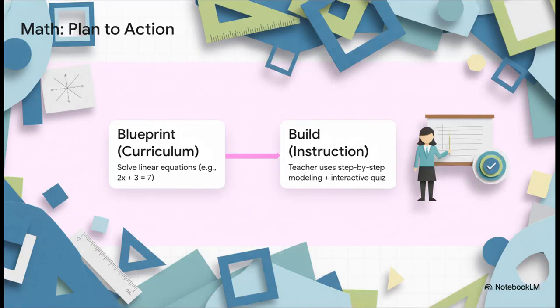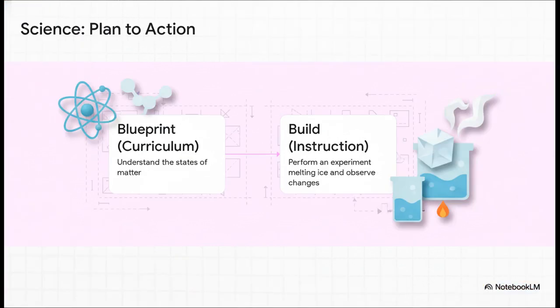Step 1, the blueprint. The curriculum says students need to learn how to solve linear equations. That's our goal. So step 2, the build, the instruction, is how the teacher gets them there. Maybe they model it step by step on the board and then use an interactive quiz to check for understanding. You see that? Blueprint, then build. Plan, then action.